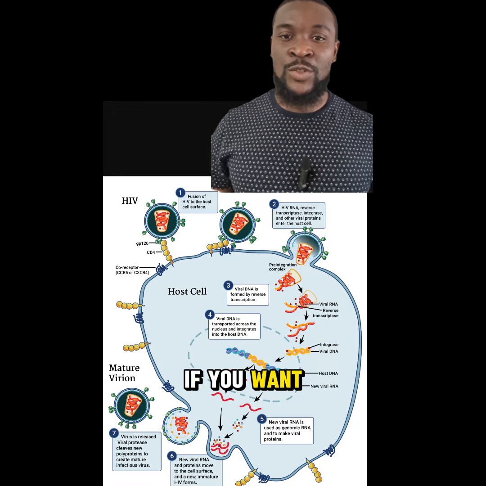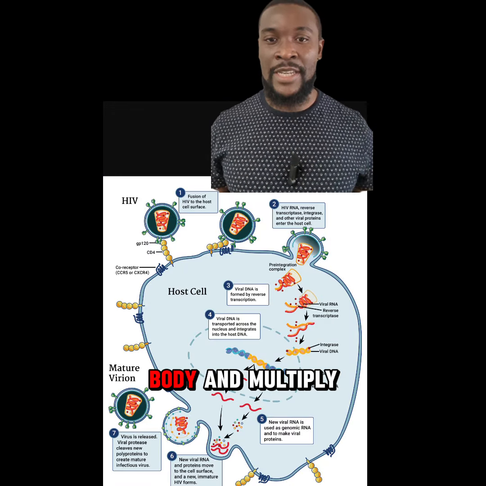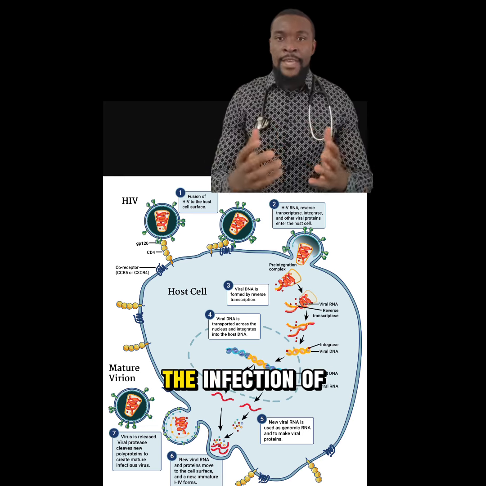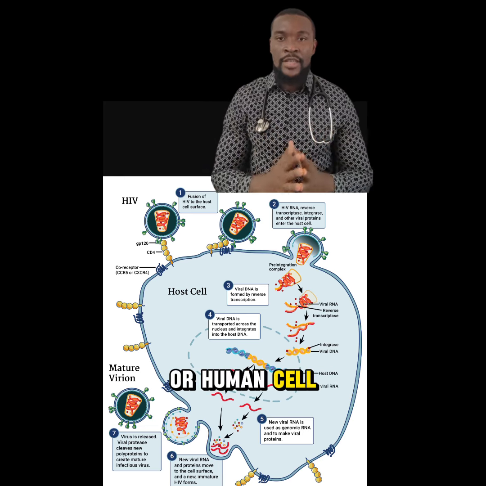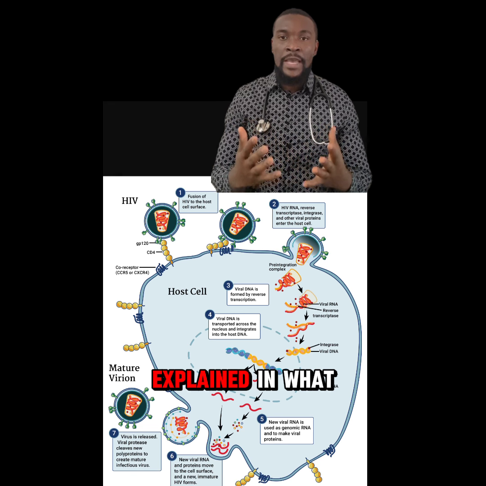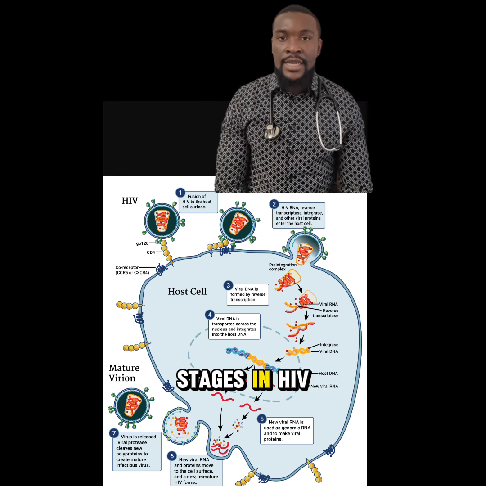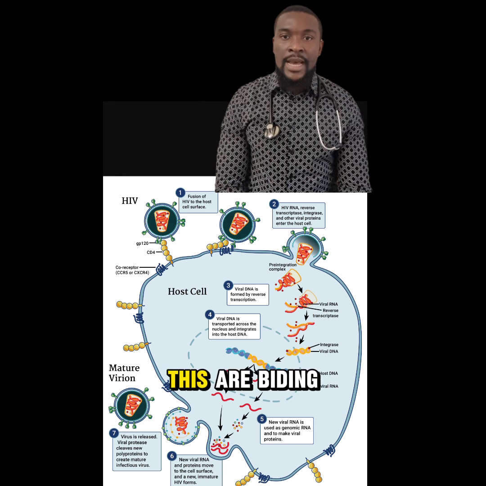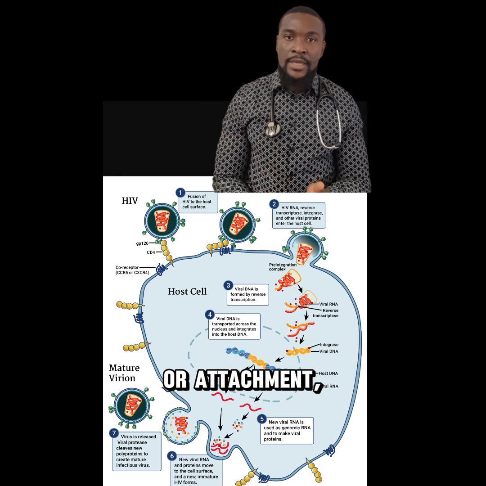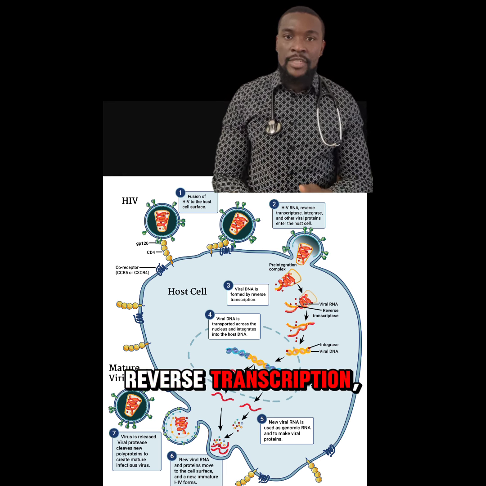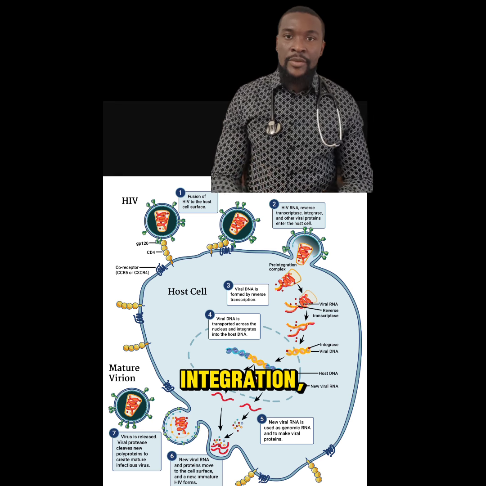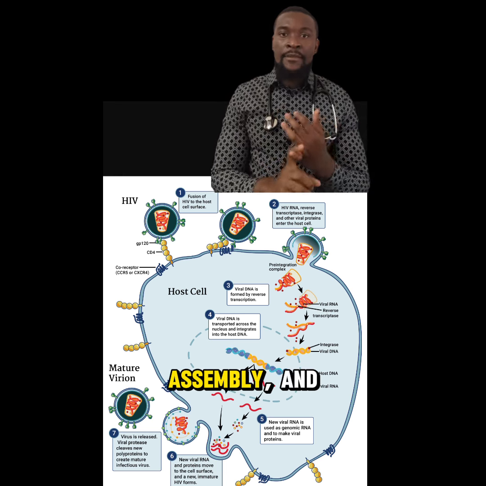Watch this if you want to understand how HIV enters the body and multiplies. The infection of the host or human cell by HIV is explained in what is known as the HIV life cycle. There are 7 stages in the HIV life cycle. These are binding or attachment, fusion, reverse transcription, integration, replication, assembly, and budding.